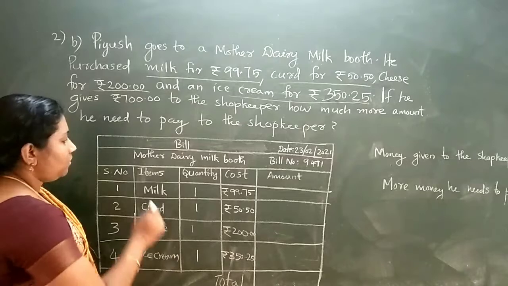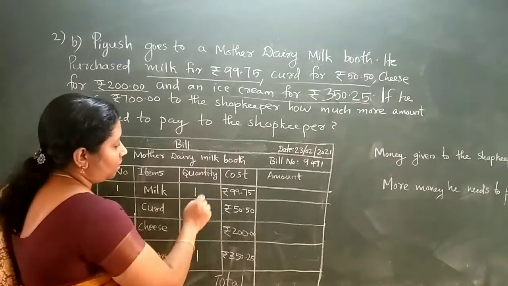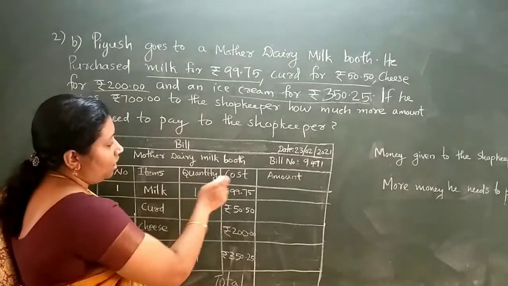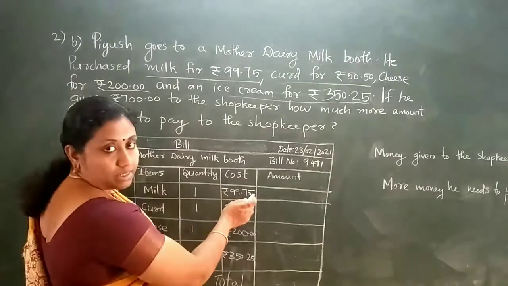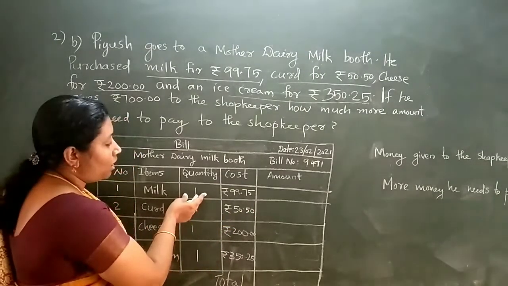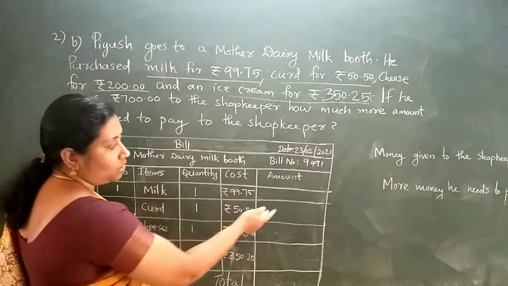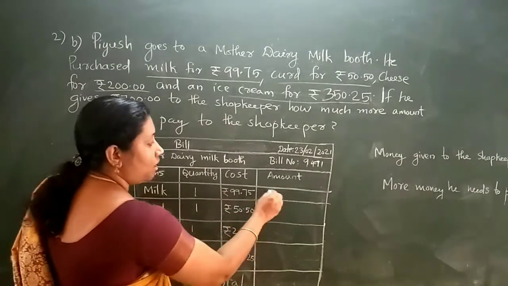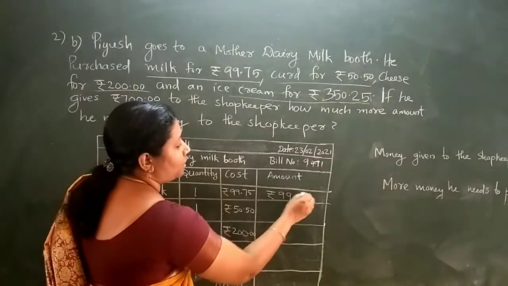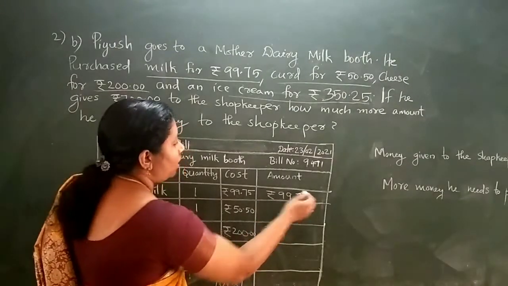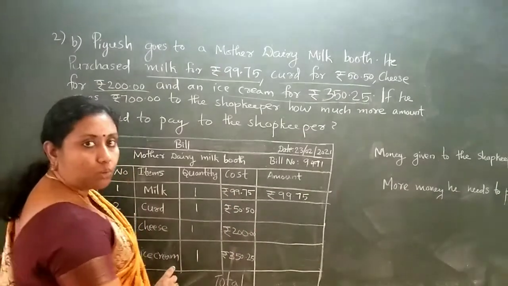Then here first item is milk, then quantity only one. Cost of that milk is rupees 99 and 75 paise. Here is only one item, so you multiply these two numbers, the same number. So what is the amount here? Rupees 99 and 75 paise. Why? Here is only one item, so you simply write that cost.